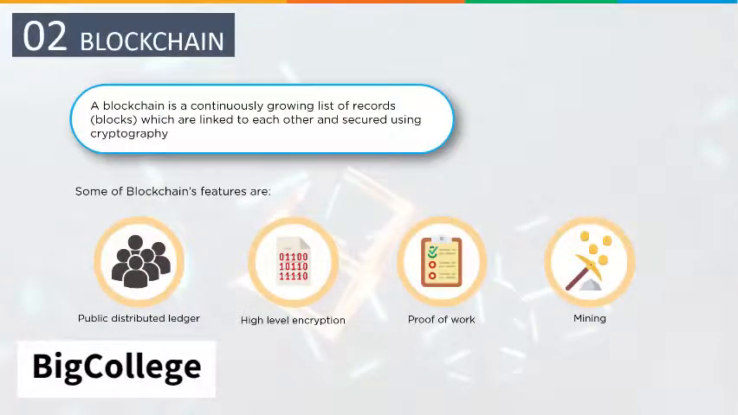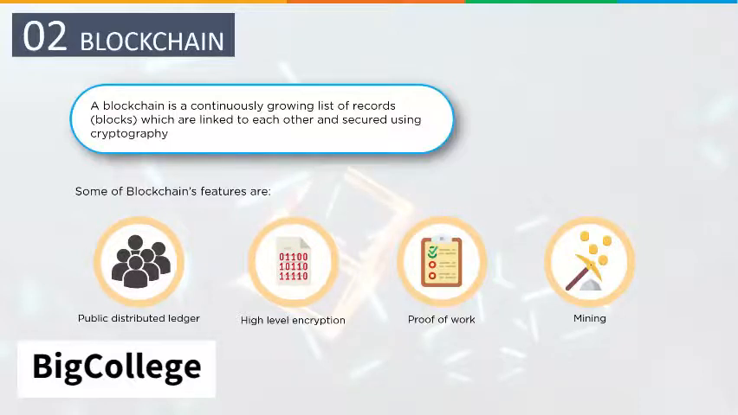Now, a blockchain is actually a list of records that is continuous in nature. Now, each of these records is known as a block, and they are linked to each other and protected with the help of cryptography. Now, there are certain features that are very unique to blockchain. These are, 1, it's a public distributed ledger, which means that everyone in the network has access to the list of records. Secondly, it has high level encryption, that is, no false data can be added as the security levels are that high.